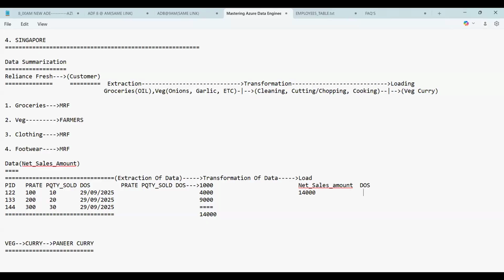And what is the date of sales? 29th of September, 2025. Now, this is the one you have. So now you can say the net sales amount is 14,000. But here, how many days of data do you have, guys? Only 1 day of data. So you can say the net sales amount is 14,000.